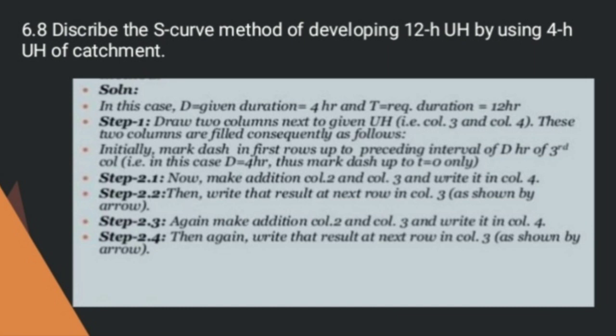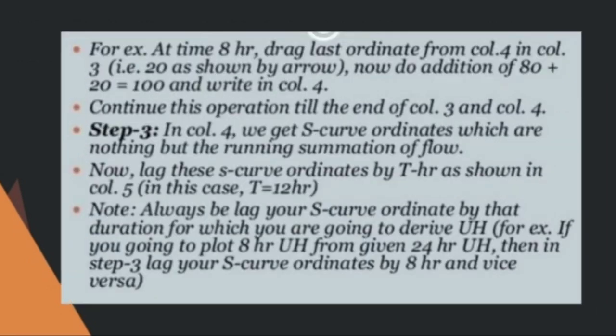Step 2.3. Again make an addition of column 2 and column 3 and write it in column 4. Step 2.4. Then again write that result at the next row in column 3 as shown by the arrow. For example, at time 8 hour, drag the last ordinate from column 4 into column 3, 20, as shown by the arrow. Now do the addition of 80 plus 20 equals 100 and write it in column 4. Continue this operation till the end of column 3 and column 4.